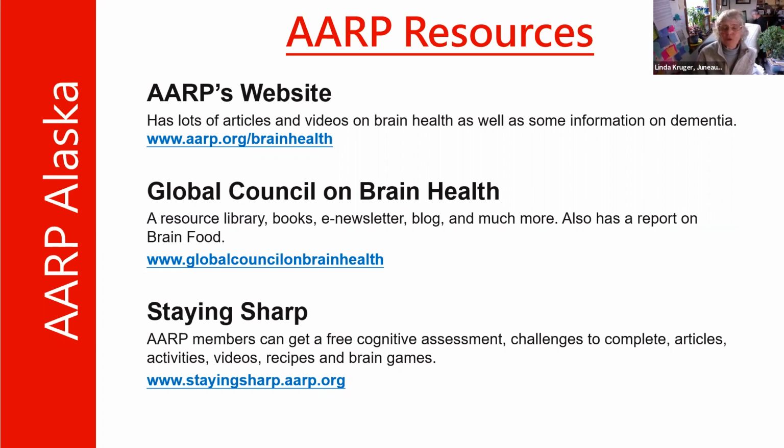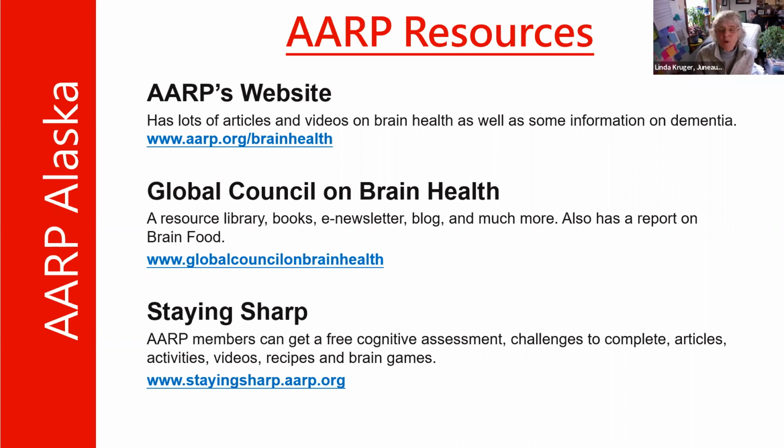AARP has a lot of information and resources on brain health that you can look for online. Everyone can access the AARP website on brain health, aarp.org/brainhealth. AARP partnered with the Global Council on Brain Health to gather information to share with you. They've created a report and a video for each of the 6 pillars of brain health that we're going to be looking at over the next 6 weeks. You can go to the Global Council on Brain Health website for more scientific information if you want the scientific background for what we're talking about.